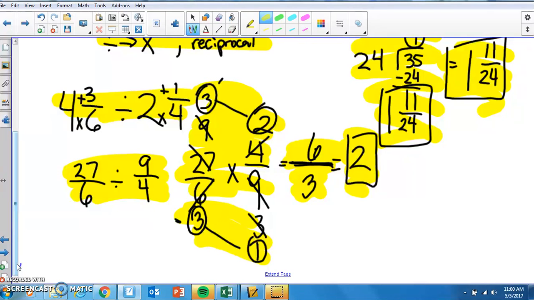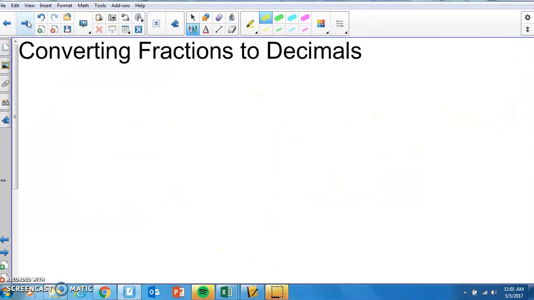Or just, I shouldn't say positive and negative, just dividing. We just did the multiplying in the previous video. But if we had negative numbers in here, we would apply the rules for adding, subtracting, multiplying, or dividing. All right. Since we're talking about fractions, let's now talk about converting fractions to decimals.